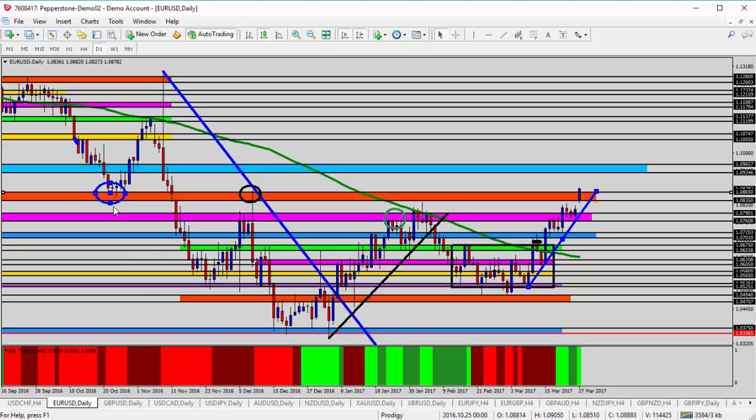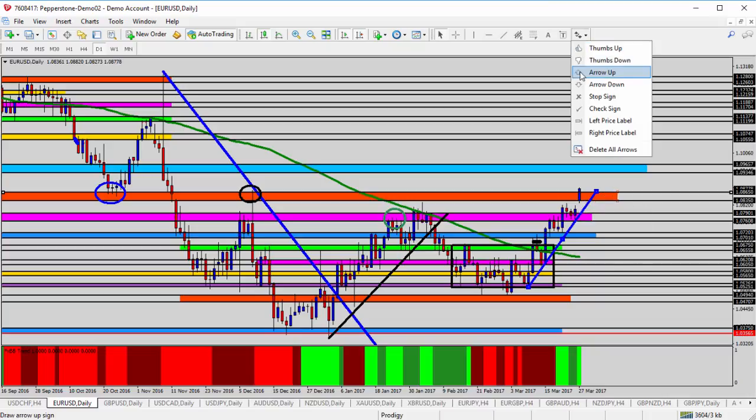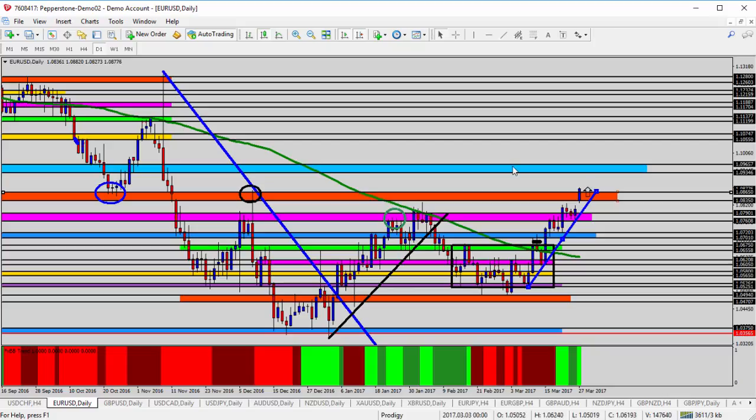So the blue circle shows us where support was. So support here at the blue circle, resistance here at the black circle. So what we're looking for here is one of two things to happen at this orange shaded area. It either breaks above it and stays above it and goes to the next level of resistance, which is the blue shaded area, or we see a reversal and it turns back lower again and at least challenges back down to the pink zone into the 1.0790 level.